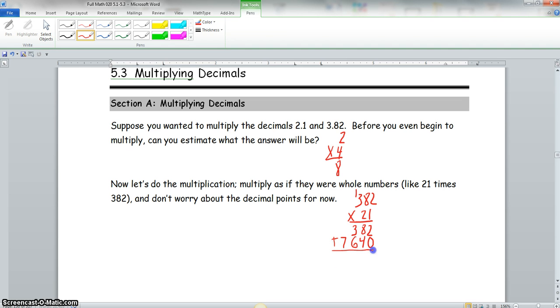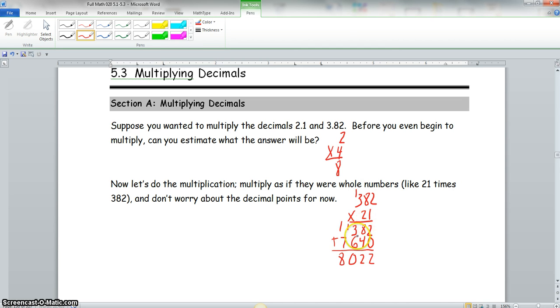Carry a 1. 2 times 3 is 6, plus 1 is 7. Now we add them together. 2 plus 0 is 2. 8 plus 4 is 12. We carry our 1. 6 plus 3 is 9, plus 1 is 10. Carry our 1. 7 plus 1 is 8. And now we go through this process. Now we multiplied these values.